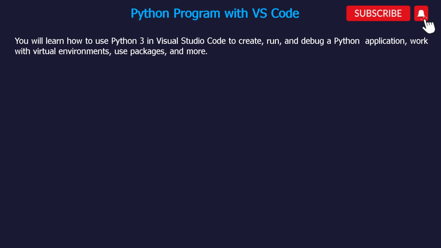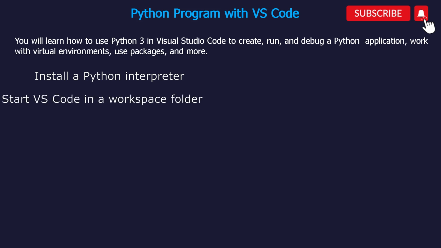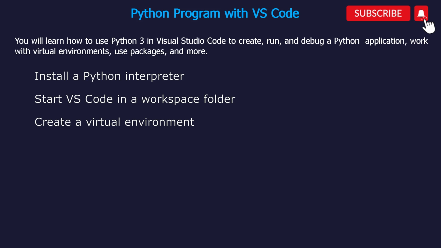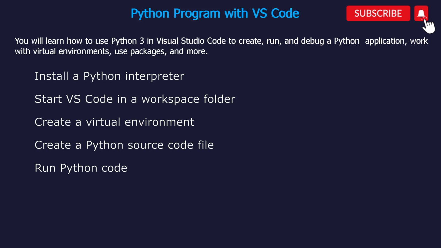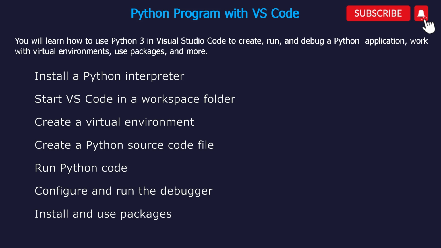Hi everyone. In this tutorial, you will learn how to use Python 3 in Visual Studio Code to create, run, and debug a Python application. We will see how to install a Python interpreter, start Visual Studio Code in a workspace folder, create a virtual environment, create a Python source code file, how to run Python code, how to configure and run the debugger, and finally, how to install and use packages. So let's get started with Python in Visual Studio Code.